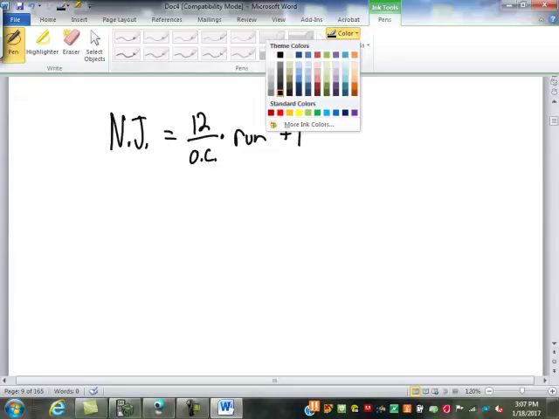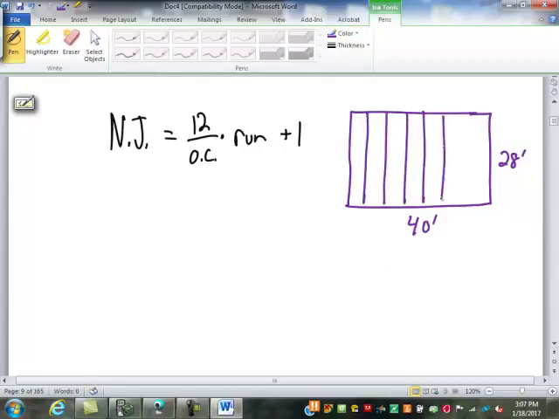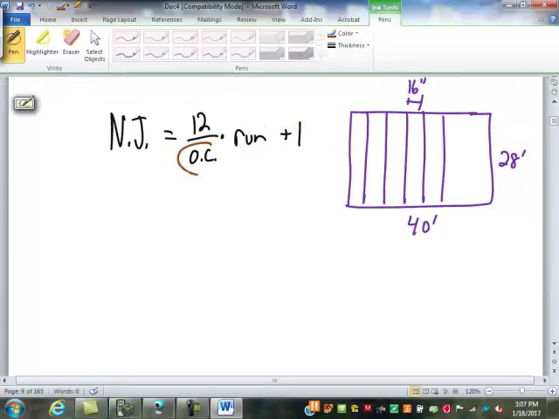So let's say that we have a basement that is 28 feet by 40 feet. And the joists are going to be spaced 16 inches apart. So the first question here is, what does OC stand for? What number goes in for OC? OC is the on-center, which means it's going to be the 16. Now the on-center is in inches. The run will be in feet.